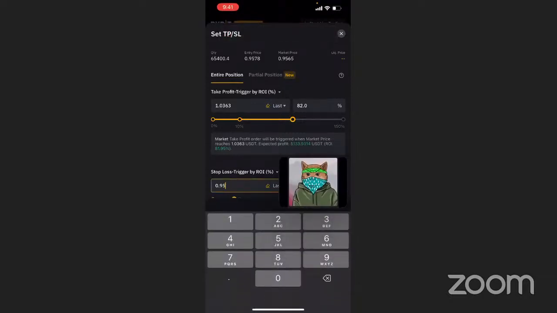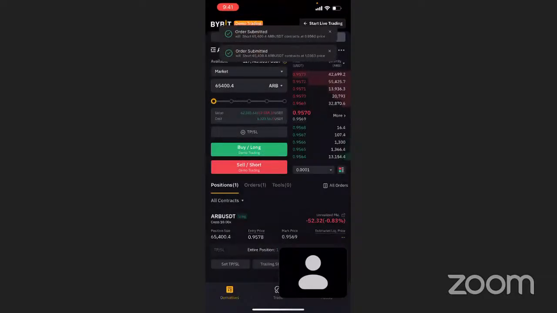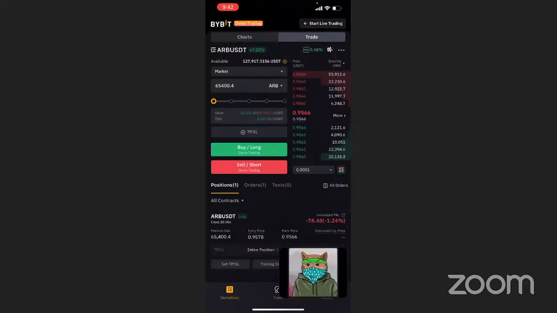Now, remember, you are longing, okay? You long the market. The market price is still lower than the entering price. So in this case, your stop loss has to be lower than the current market price, or even at the current market price. Yeah, at the moment the market price is 571, while this is 560. Okay, it's confirmed. So basically that is how you do that, right? The difference now is just using the slider and inputting manually.